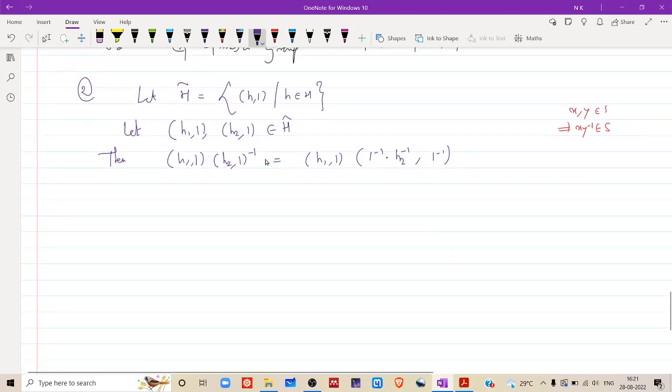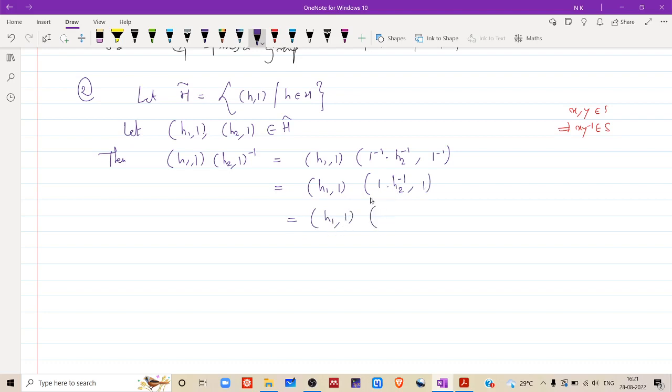So this is the inverse of (h2, 1), that is (h1, 1) times... 1 inverse means 1, dot h2 inverse, and here the inverse of 1 is 1. So this is equal to (h1, 1) times... 1 dot h2 inverse, that is h2 inverse, as per the definition of action, comma 1.